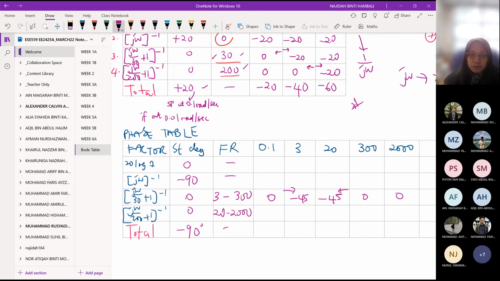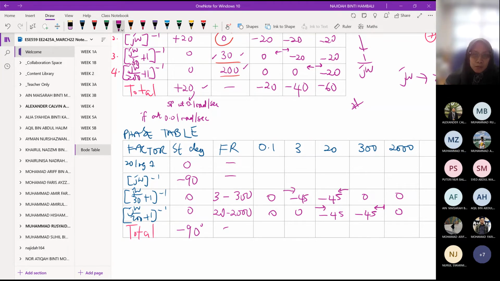Okay. Very good. Thank you, Kelvin. The next frequency range is for our fourth factor, from 20 until 2000. So up to 2000 is here. Larger than 20, negative 45. Until 2000, negative 45. Lower than 20, 0. Larger than 2000, 0. Clear? Clear, madam. Question?